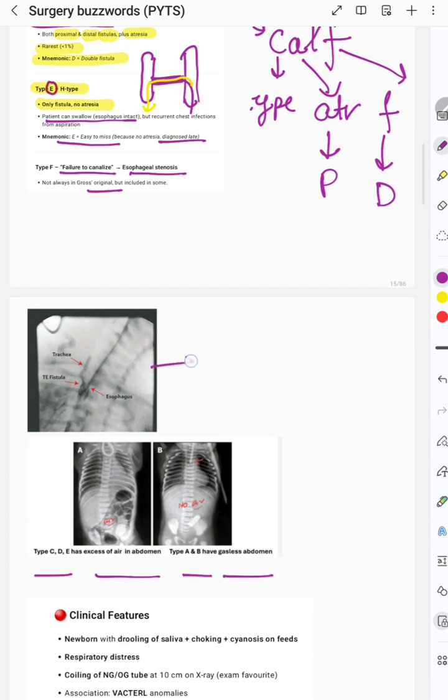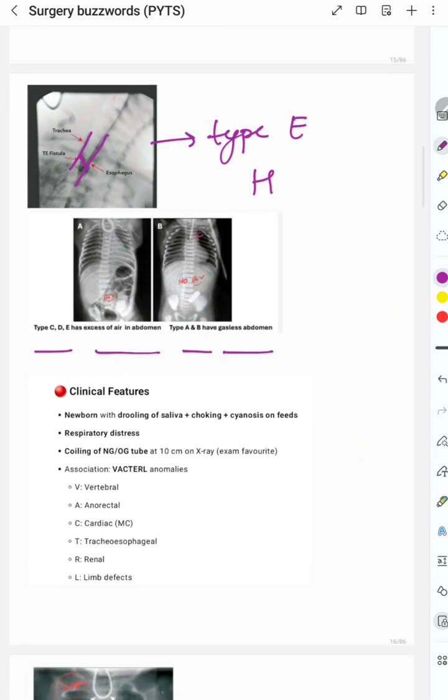So this is type E, H type. You can see here the trachea, you can see the esophagus also, and this is the fistulous tract. So now we know why this is gasless and why there is gas here.